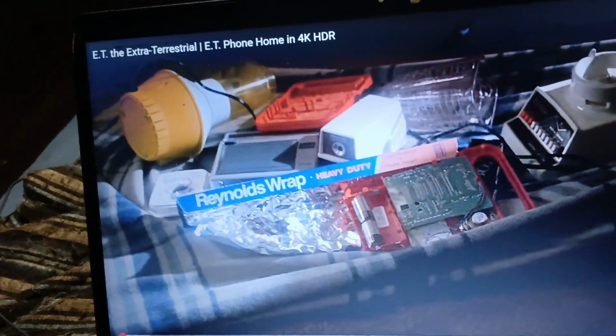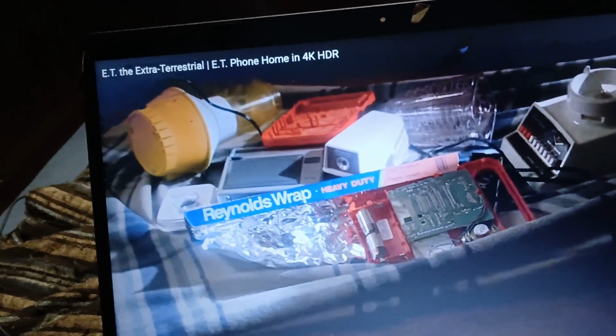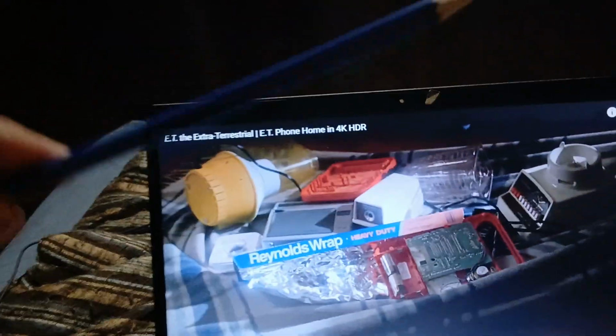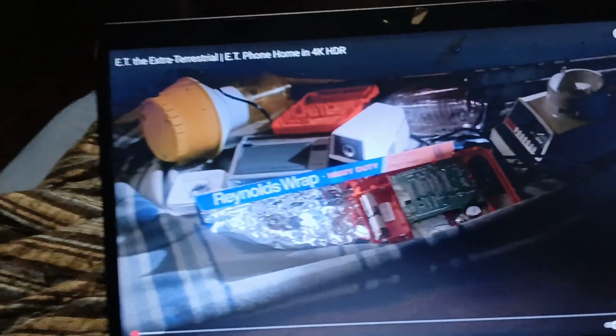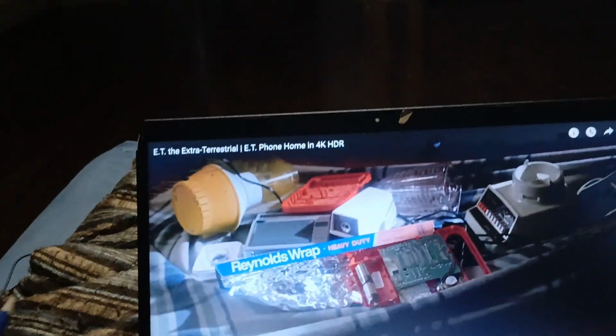So, when you watch this, it's important that you shut down CERN. You have to shut down ITER. You have to shut down all nuclear fusion reactors that are on the planet. You have to shut down all particle accelerators.